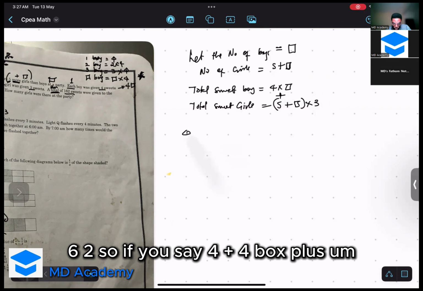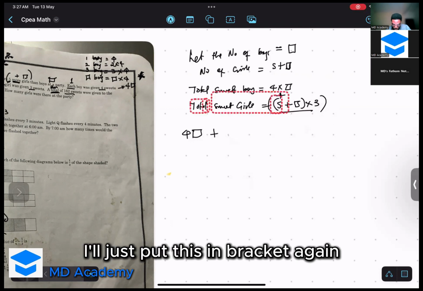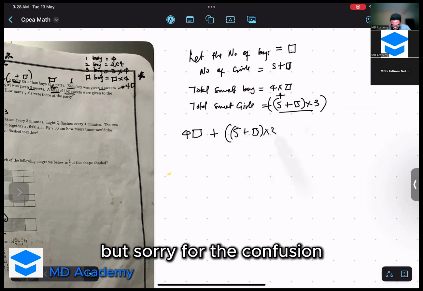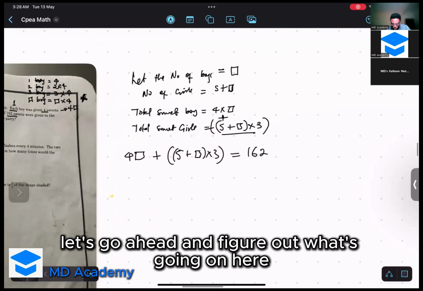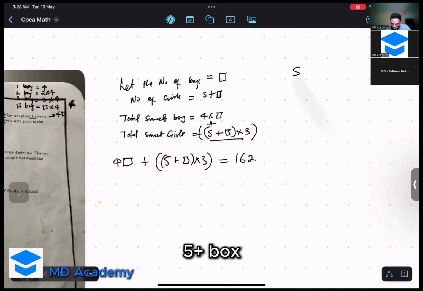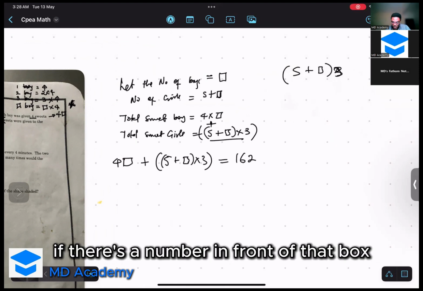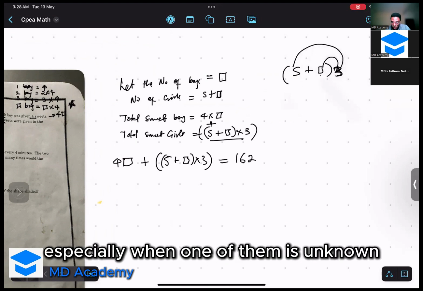So if you say 4 box, plus this whole thing here, I'll just put this in bracket again, plus bracket 5 plus box. We have to work that out, which is why I'm going to do that. But sorry for the confusion, if there's any, it will be equal to 162. All right, let's go ahead and figure out what's going on here. Now, 5 plus box. One of the ways to remove this bracket is to multiply. If there's a number in front of that bracket, that number will have to multiply everything in it, especially when one of them is an unknown.